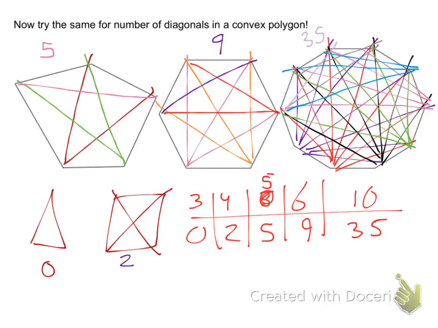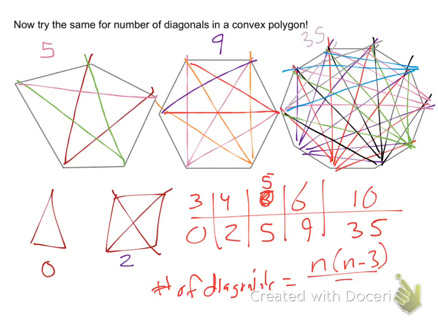Well, there's the number of sides, and there's the number of diagonals. Oh, this one's a little tougher. We're running out of time, but number of diagonals equals n times n minus 3, divided by 2, where n is the number of sides.